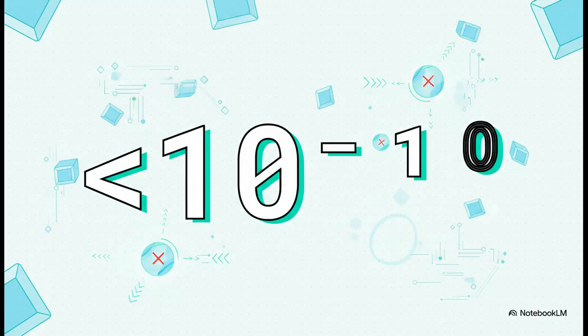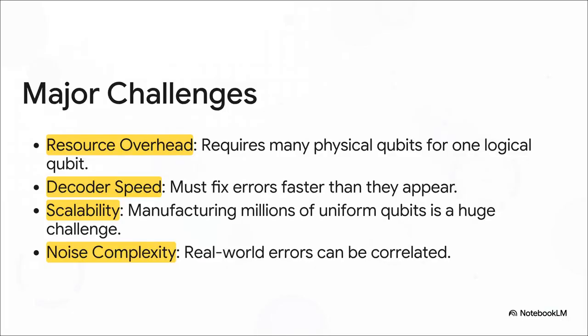To give you an idea of the scale we're talking about, to run the really powerful algorithms, the game-changing stuff, scientists figure we need the error rate for our logical qubits to be less than 1 in 10 billion operations. I mean, just think about that. That's a level of accuracy that is almost unbelievable, and it's way beyond what any single physical qubit can do on its own. And the roadblocks are just massive.